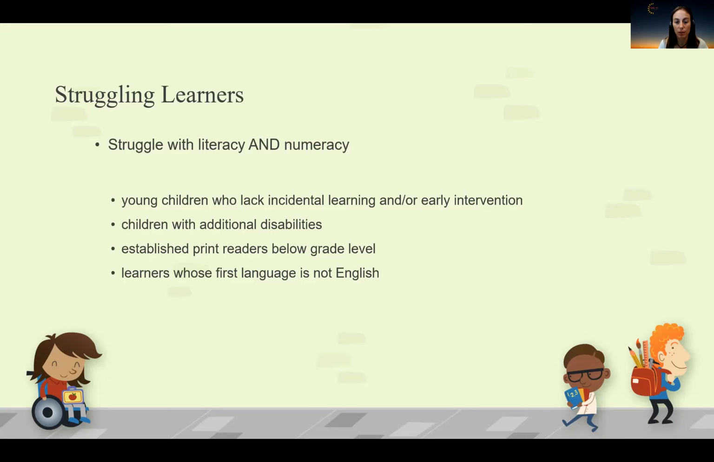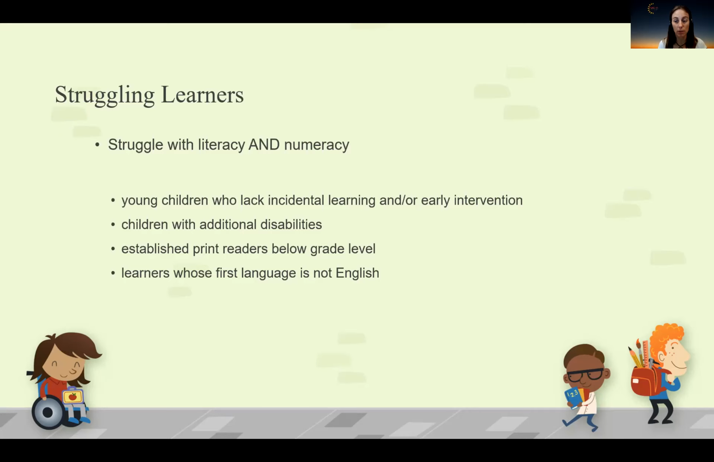We've got print readers, so established print readers that have a progressive vision loss. Maybe they already learned how to read print, but because of their progressive loss, we're trying to teach them how to read Braille and how to read tactilely. So we have to think about that these kids need to learn how to read tactilely.